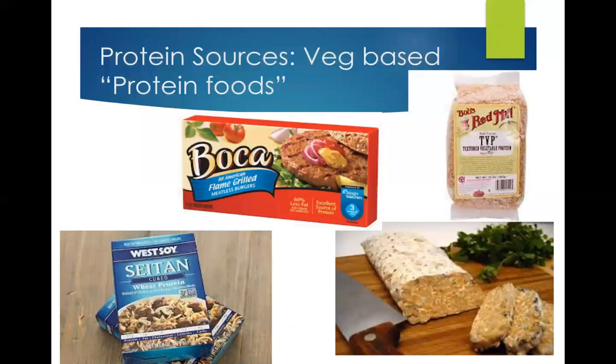There's multiple vegetarian type burgers. Top right is TVP. This is textured vegetable protein. This is usually made of soy and can be added to recipes such as pasta sauce or tacos. And then bottom right is tempeh, which is a fermented soy product.